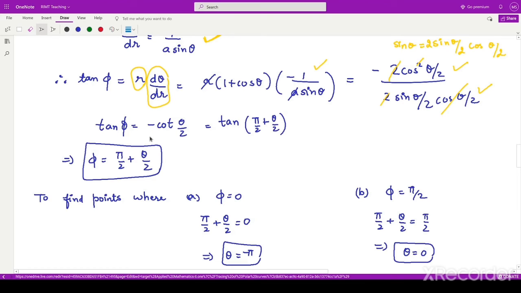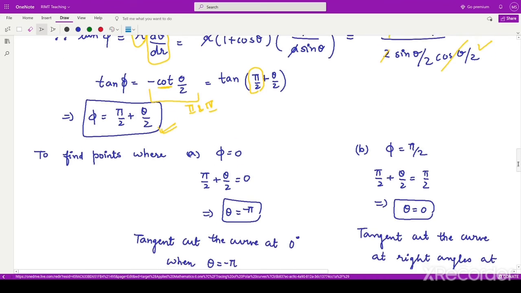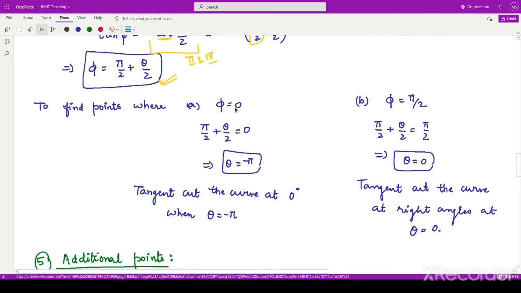And cot is negative in which quadrants? It is negative in the second as well as the fourth quadrant. So that means you can change this cot to tan by shifting it towards the second quadrant. So 90 plus the angle. It becomes tan of pi by 2 plus theta by 2. So now we can equate the angles. Tan of phi is equivalent to tan of pi by 2 plus theta by 2. So this is phi.